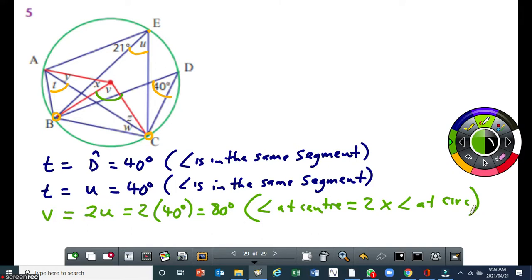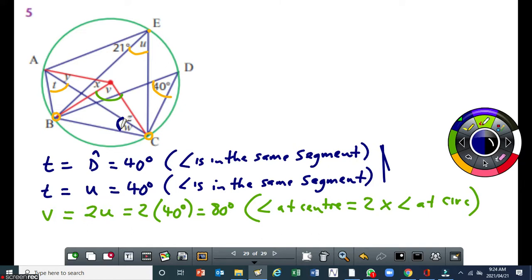So just to remind you, based on how I taught you, this is theorem 4 and that's theorem 1, theorem 2. Alright? So we found the value of V. Then from V, we have got W there. Right, that's the angle. We need to find the size of angle W.